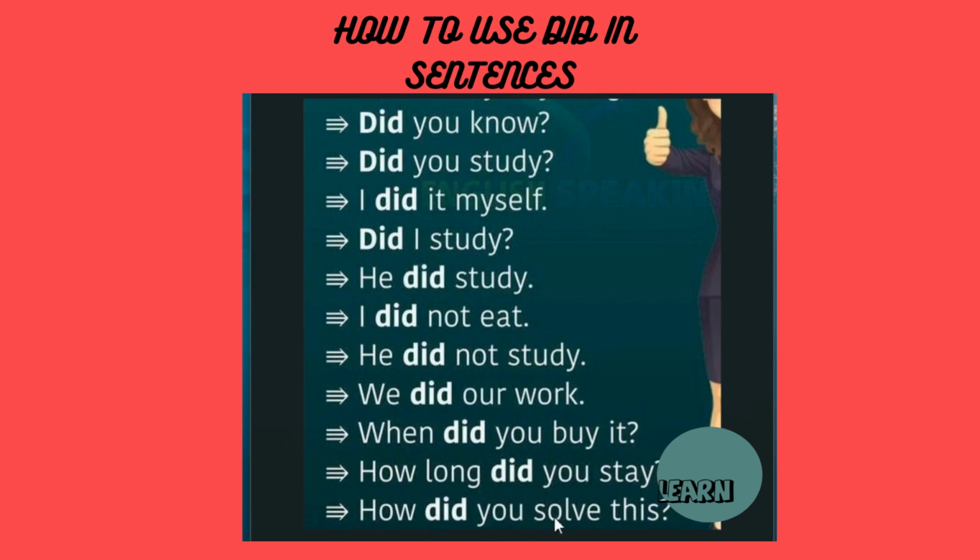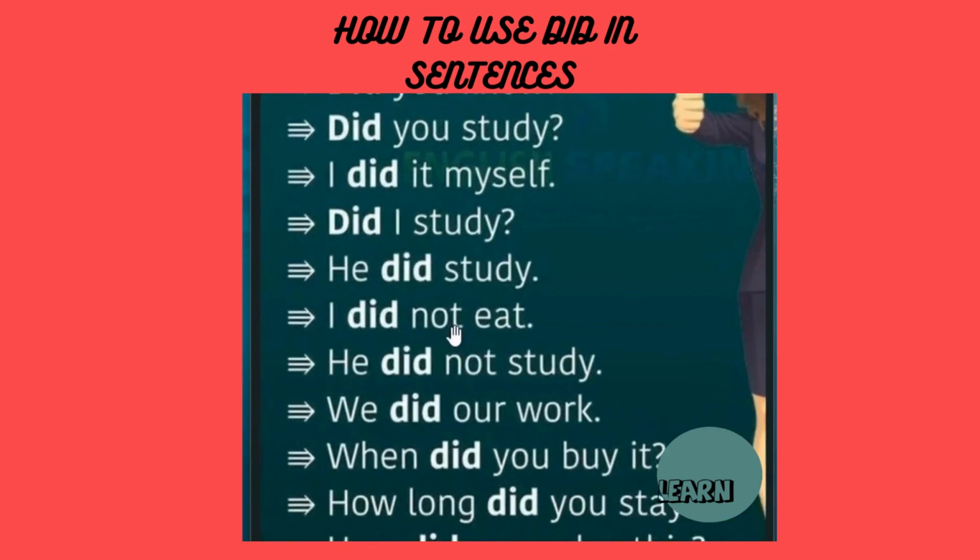And next one, how did you solve this? How did you solve this? This problem is already solved, and he wanted to know how that person solved it. That time we ask, how did you solve this problem? What method did that other person use to solve this problem? How did you solve? So this is how we ask, this is how we use did.